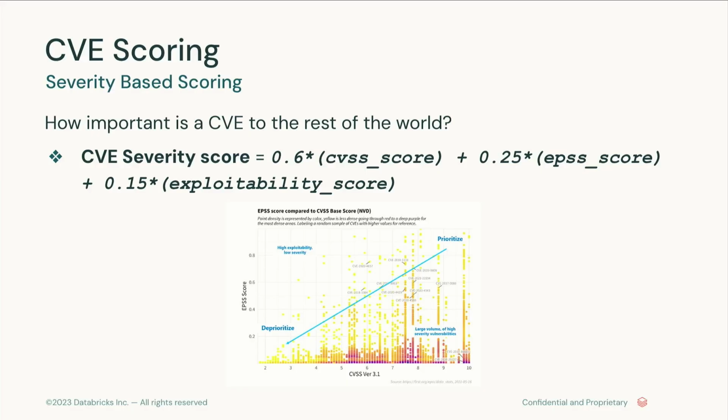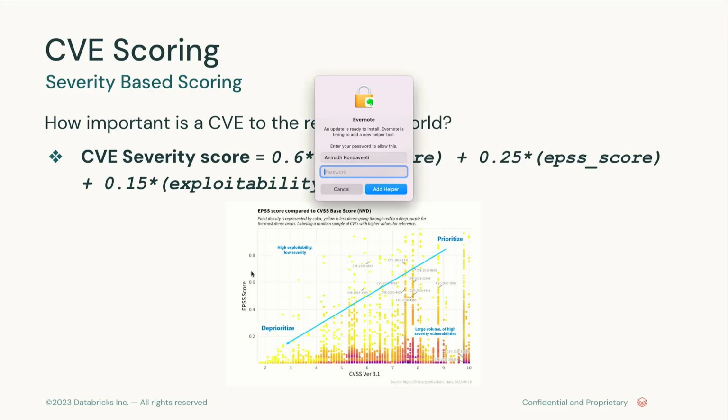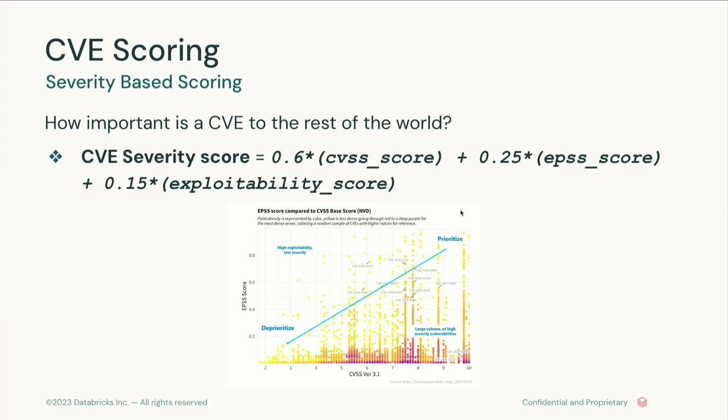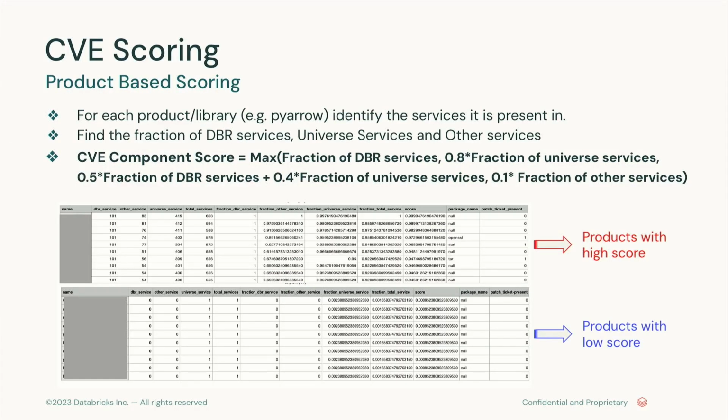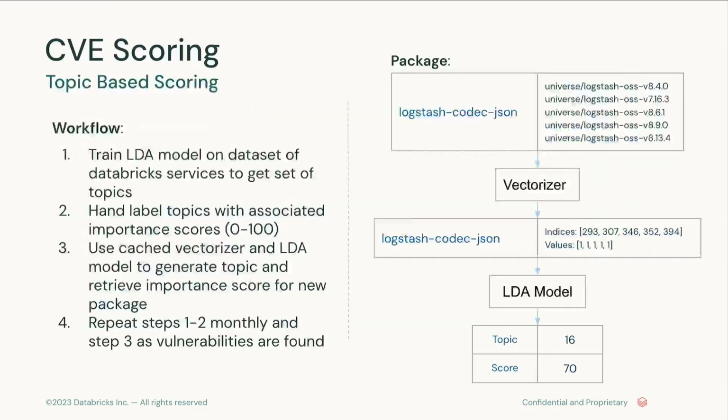And there's a third type of scoring that we use, the severity score. Severity score is the score that we are getting from the world. As I said, there are these CVEs that are important to the world, and we get those scores from those databases: the CVSS score, EPSS score, and exploitability score. We also take this into consideration, and we do a weighted average of these scores. So there are three different scores: one is topic score, one is severity score, and the first score that we talked about is the product-based scoring, like what services it's present in and things like that.